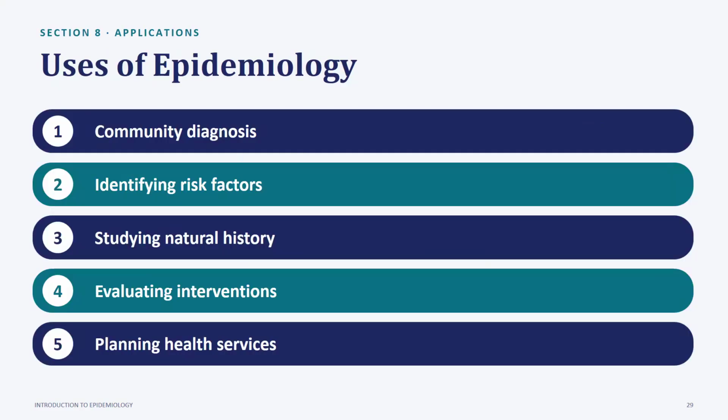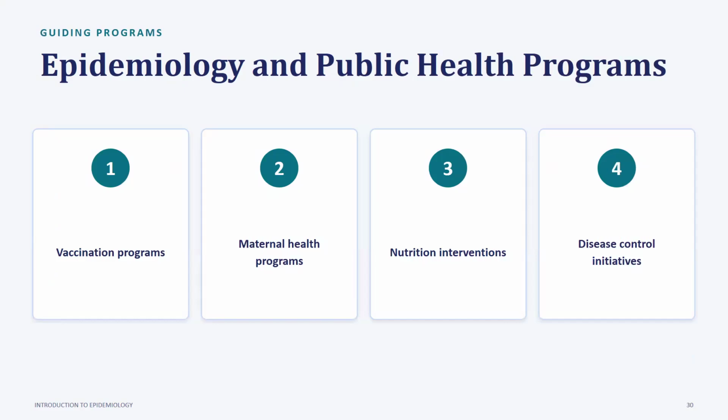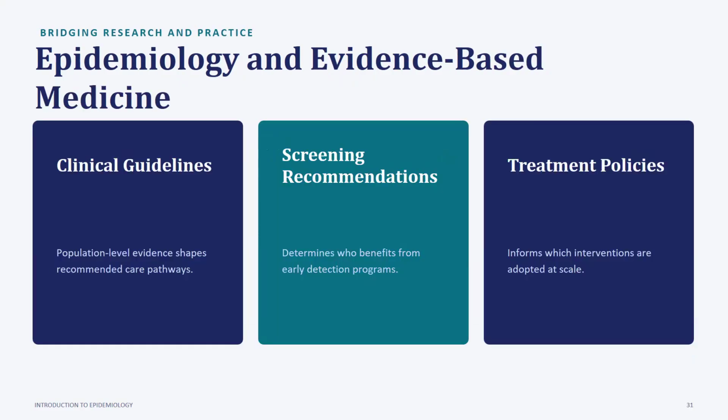So, briefly summarizing the uses of epidemiology, we can have the community diagnosis, we can identify the risk factors, we study the natural history of diseases, we evaluate the interventions, and then we can plan the health services. There are different public health programs which use the main core of epidemiology, like vaccination programs, maternal health programs, nutrition interventions, and disease control initiatives.